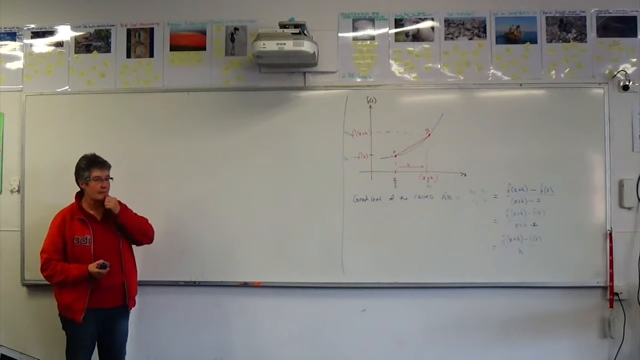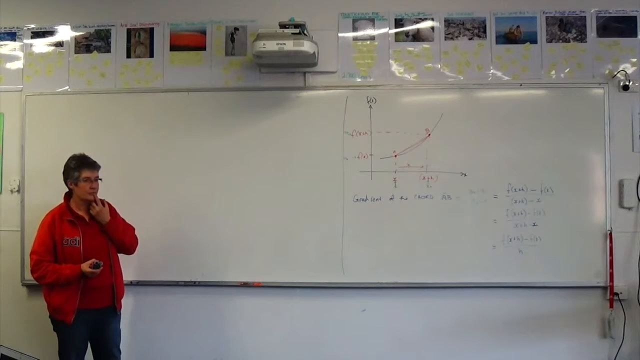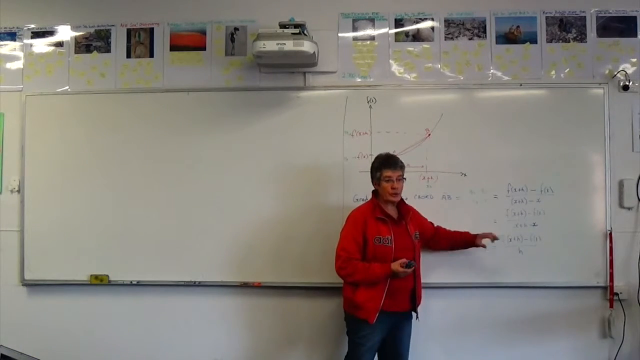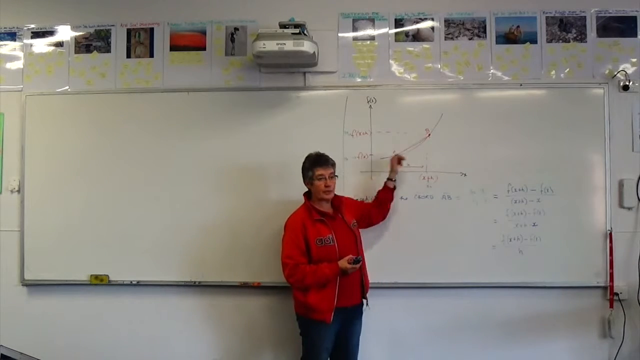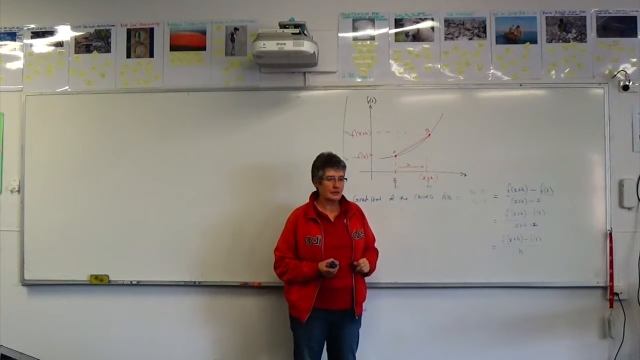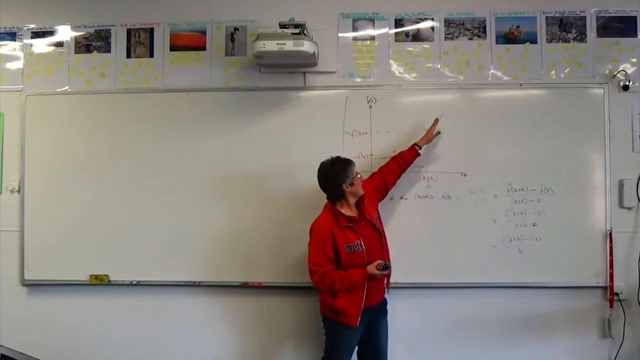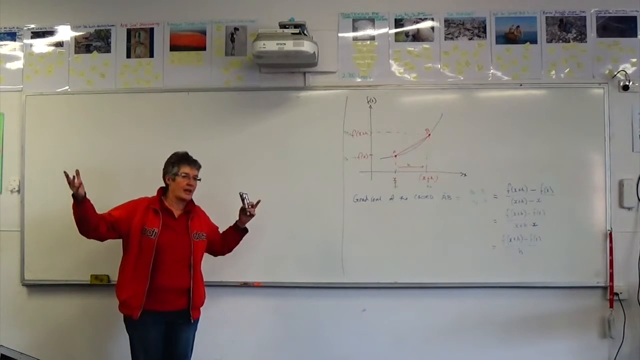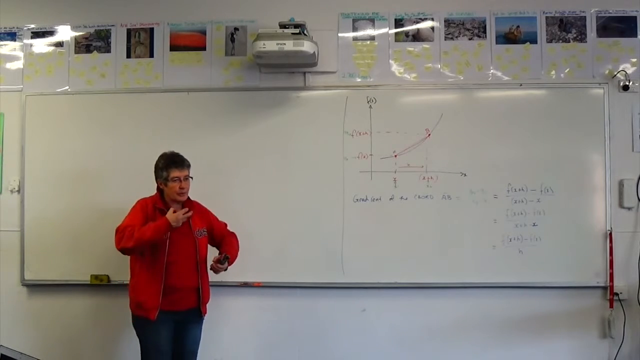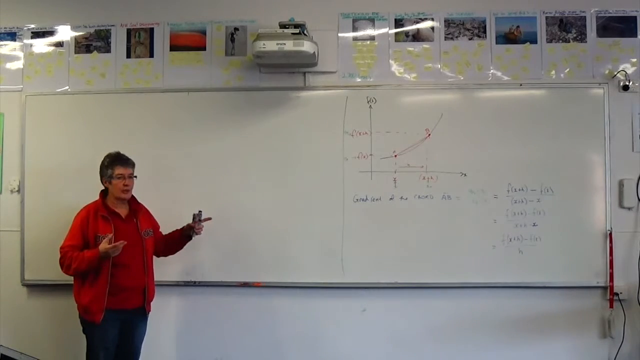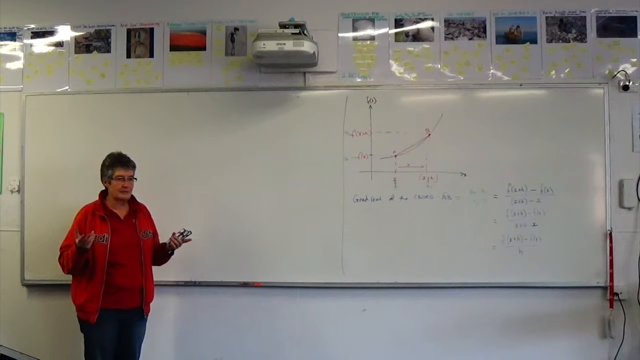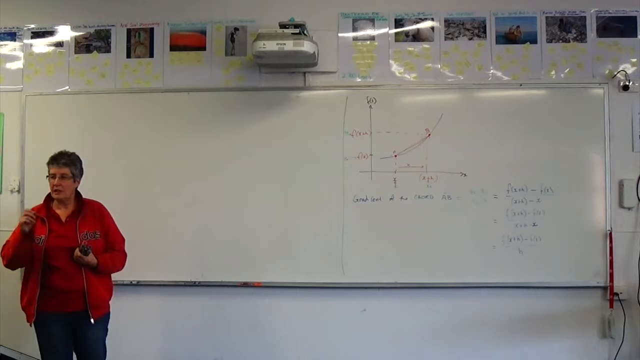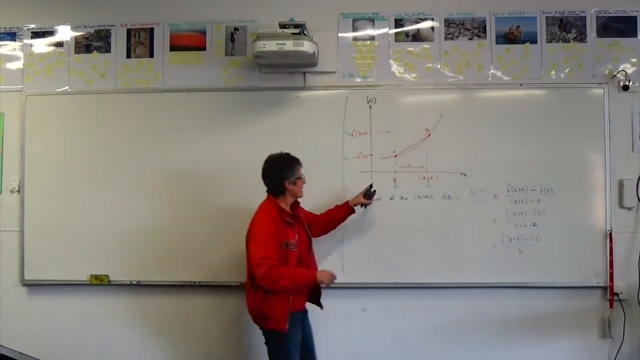Can you simplify that more and get rid of the f of x and the f of x? Not until I know what the rule of the equation is. f of x is this equation. That might be x squared plus 1, and then we can simplify it. But I don't know what my function is yet.